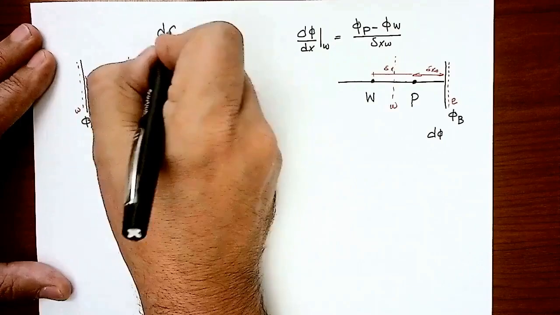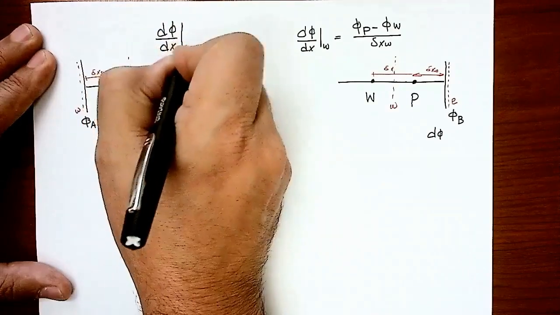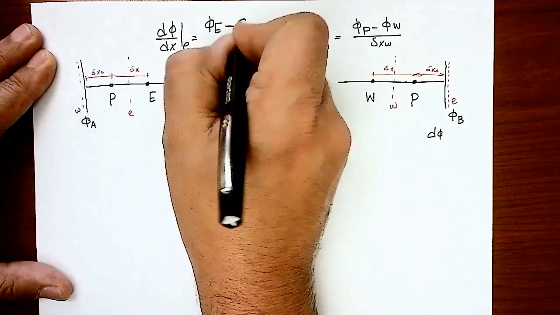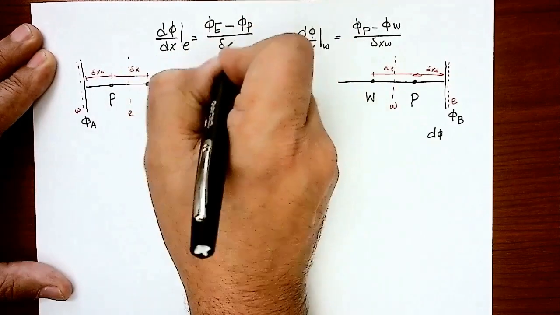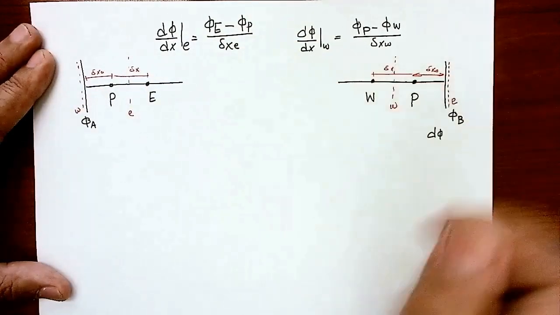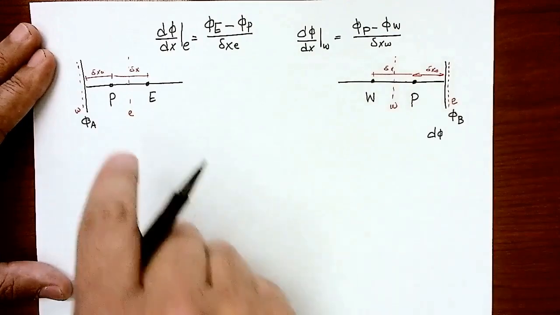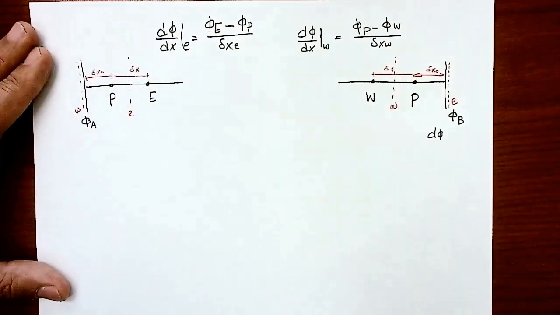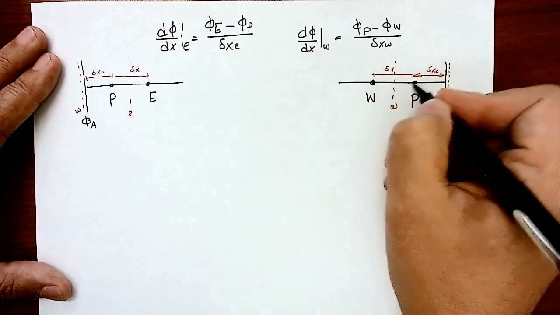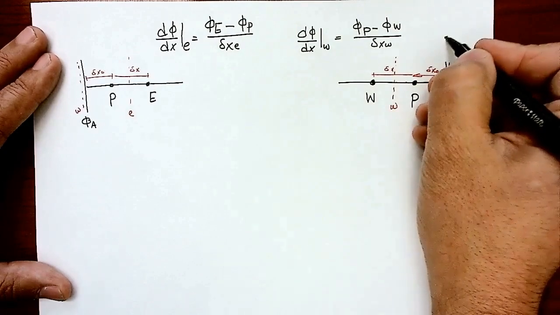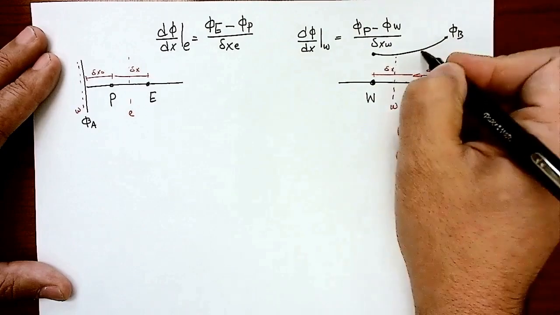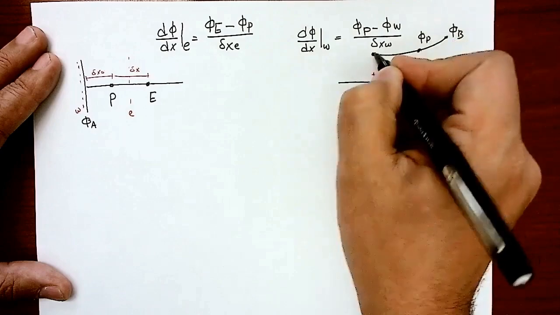Here, d phi by dx on the east face is simply phi east minus phi P over delta x east. No problem if you have a full distance delta x, right? The problem is when you have delta x node. So the QUICK scheme is proposing the following: to construct a new quadratic equation between phi B, phi P, and phi west.